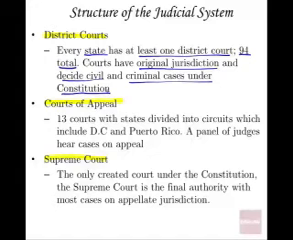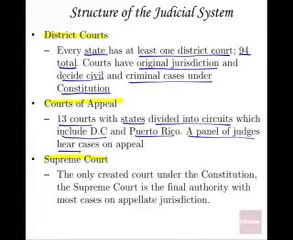Now, the Court of Appeals, again, is generally a lot more high profile. There are 13 courts with states divided into circuits, which include D.C. and Puerto Rico. And again, a panel of judges hear cases on appeal and they decide whether or not they agree with the district courts, or if they disagree and they overturn certain decisions.